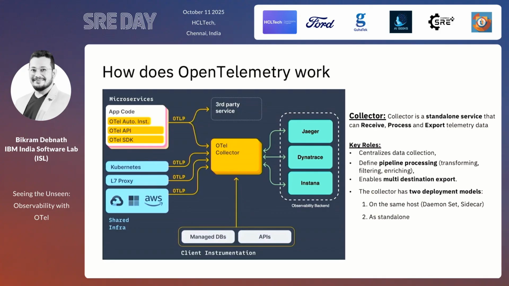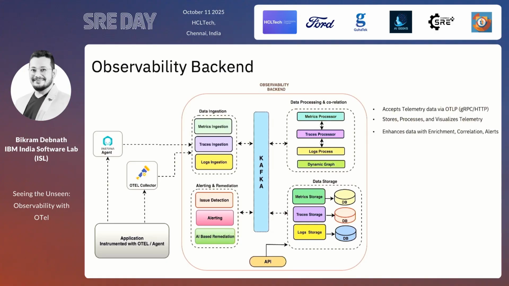Basically there are two flavors of the deployment model. One is standalone, like this, which sits in between those two parties. The other is in the same service or infrastructure where your application is running, and there you can run it as a daemon set or as a sidecar.